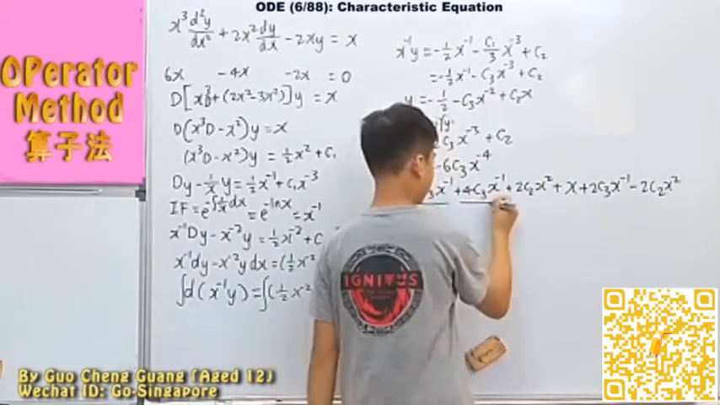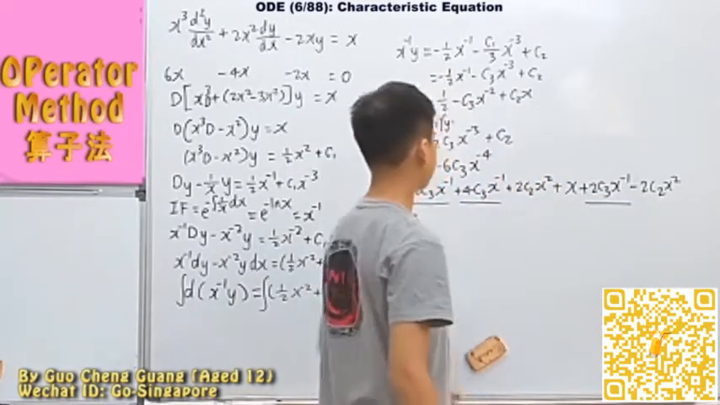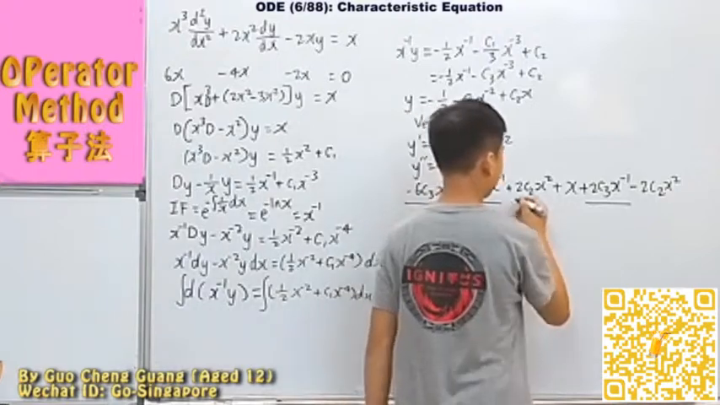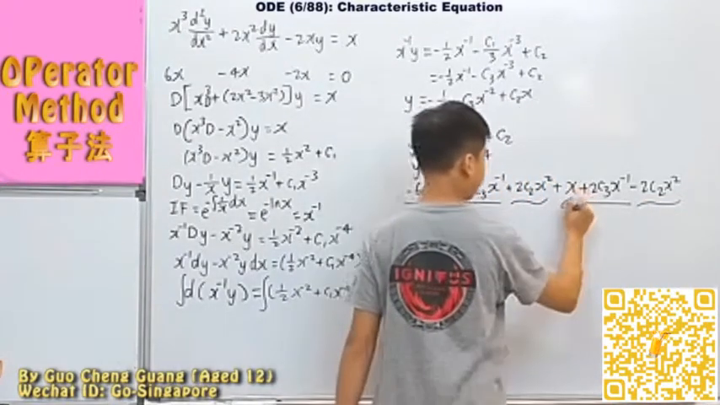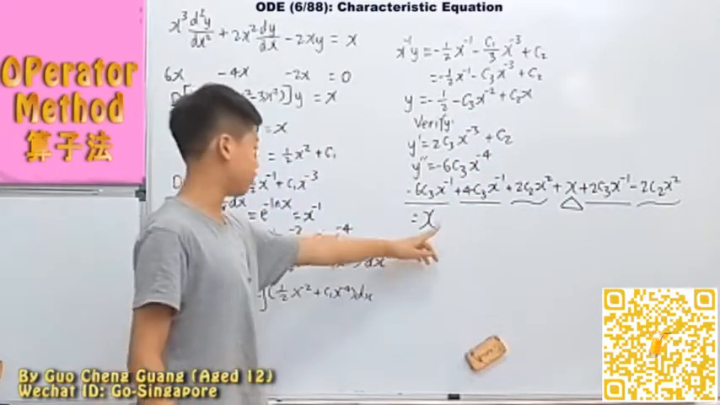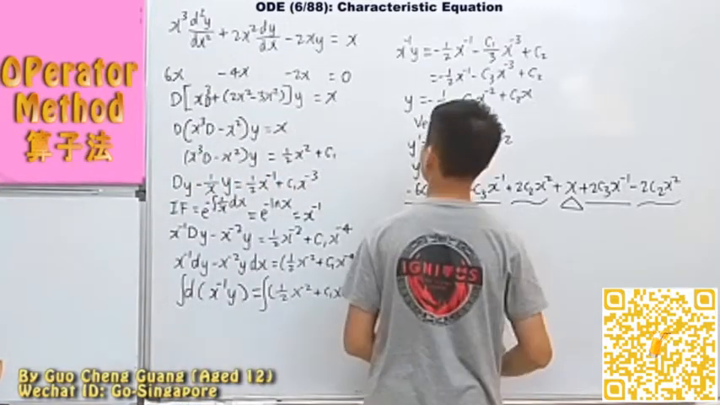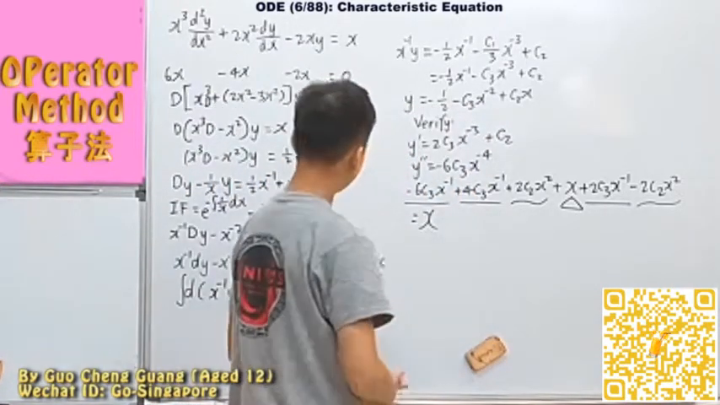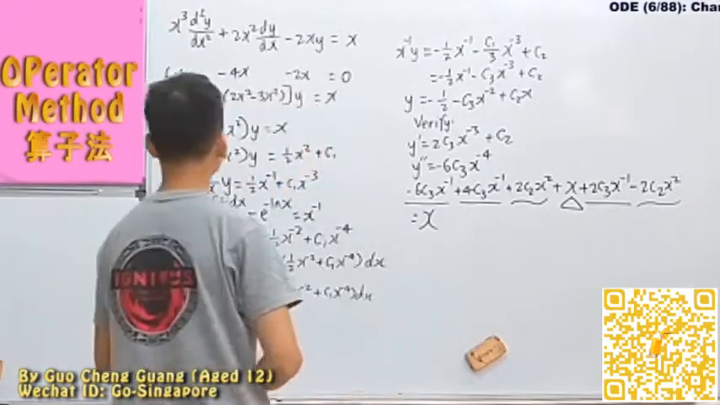Okay, let's see what we will get. X to the power negative 1, negative 6 and 4 add 2, well that gives you a 0. Then these two parts will give you another 0. So what's left is this x. So what you get at last from this verification part is an x. So you got this x and you compare with the starting, you also have that x. That means it is right.